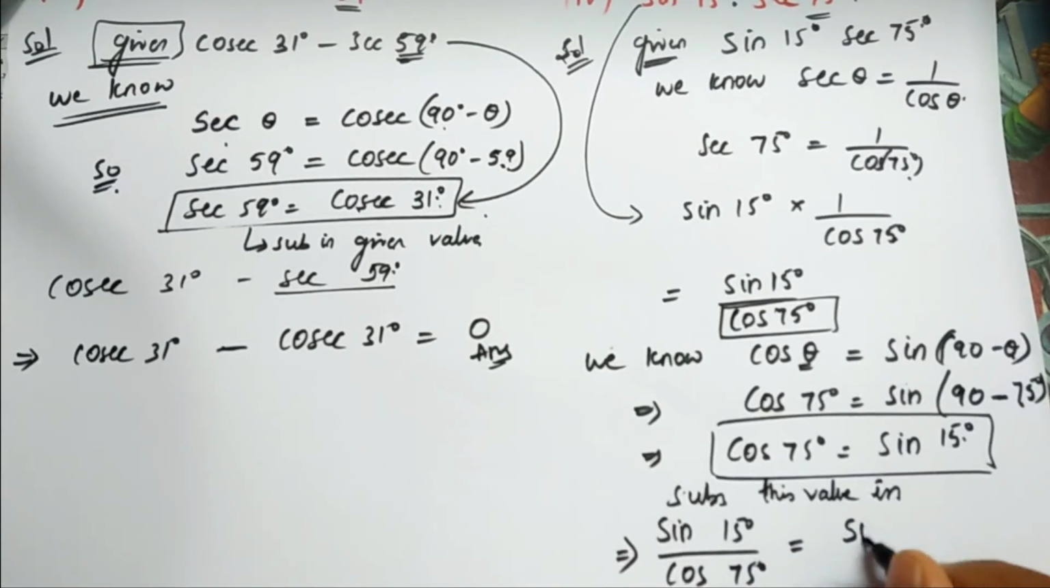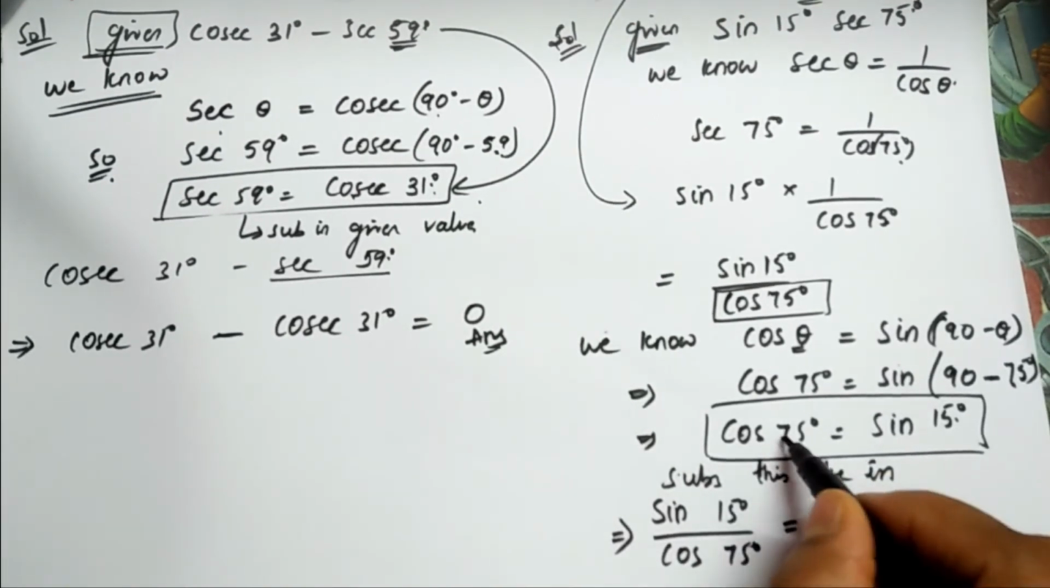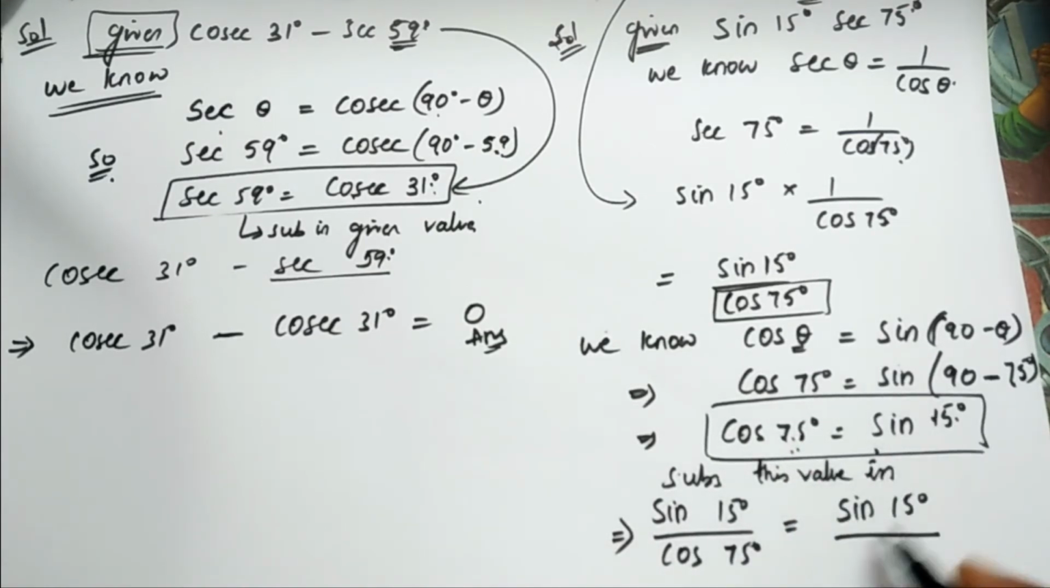Sine we are copying as it is, sine 15 degrees. What we have got for cos 75 degrees, we have converted, right? So it is nothing but sine 15 degrees. Sine 15 over sine 15, the answer is 1.